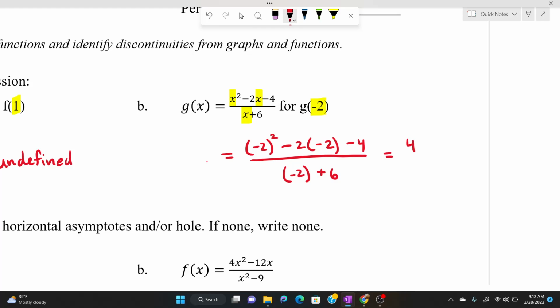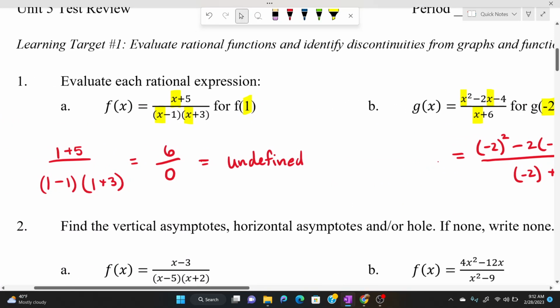So this is going to be 4 plus 4 minus 4 over 4. 4 plus 4 is 8. 8 minus 4 is 4, and 4 over 4 equals 1.